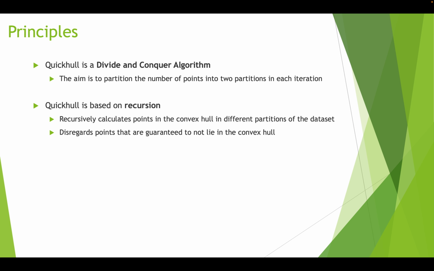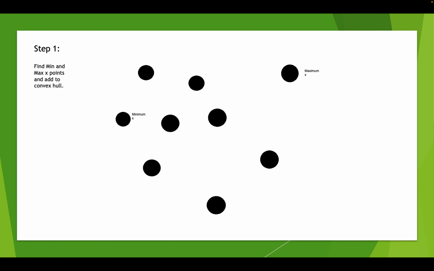Similar to Quicksort, Quickhull is a divide and conquer algorithm in which the aim is to recursively partition the dataset to identify convex hull points in different areas of the dataset, disregarding points which cannot possibly be in the convex hull. So how does the Quickhull algorithm actually work?